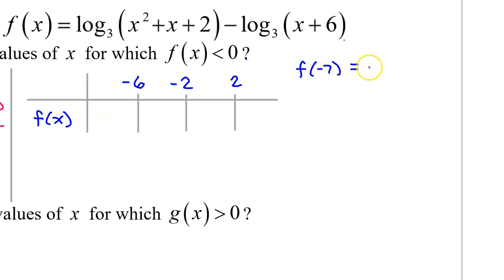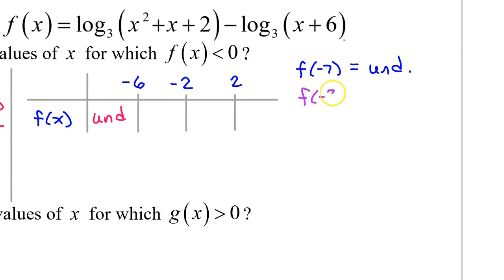F at negative 7 is going to be undefined because, look right here, if we plug negative 7 in, negative 7 plus 6 is negative 1. You cannot take the log of a negative number, so that's why f at negative 7 is undefined. In the next interval, let's use a test value of negative 3.